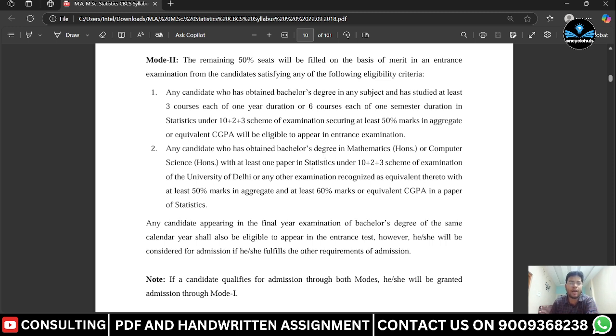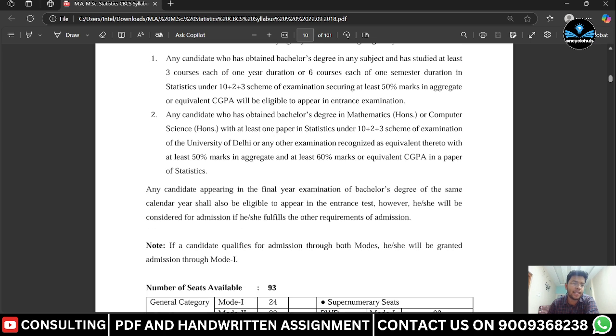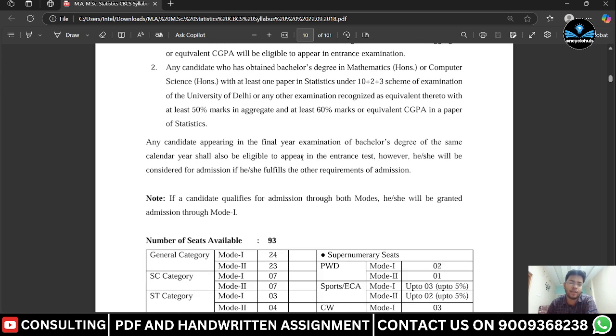Any candidate who has obtained a bachelor degree in mathematics or computer science with at least one paper in statistics under the scheme of examination is also eligible. So if you have a degree in mathematics, but statistics was one of your semesters, you are eligible for this course. Any candidate appearing in the final year examination of a bachelor degree in the same calendar year shall also be eligible. So if you are a final year student, you can appear for this examination.